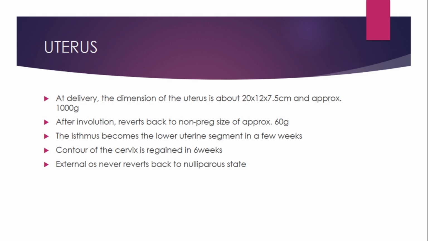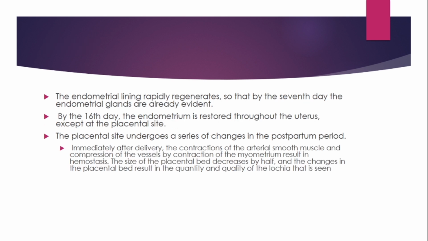The isthmus becomes the lower uterine segment in a few weeks. Contour of the cervix is regained in 6 weeks. But we must note that the external os never reverts back to the nulliparous state. So the endometrial lining rapidly regenerates so that by the 7th day, the endometrial glands are already evident. And by the 16th day, the endometrium is restored throughout the uterus, except at the placenta site. The placenta site undergoes a series of changes in the postpartum period.